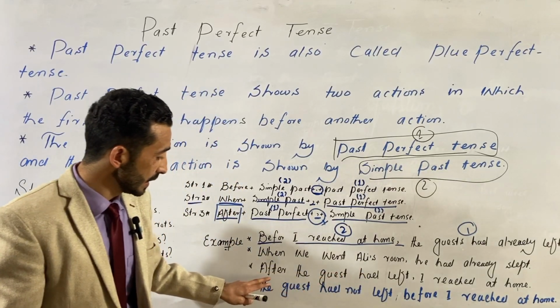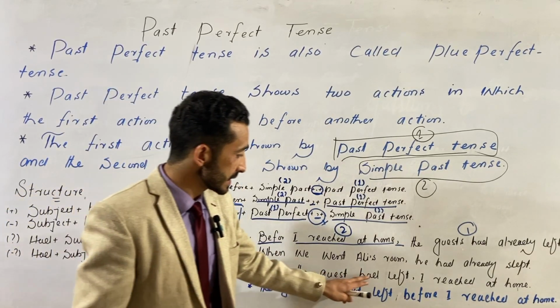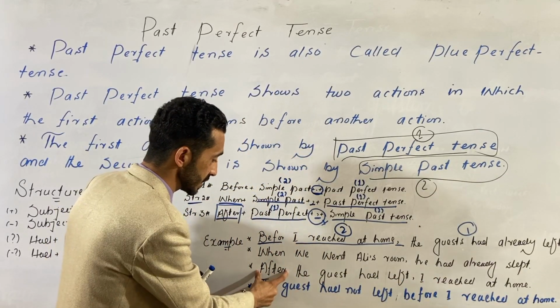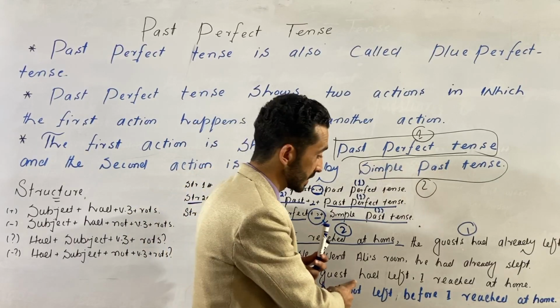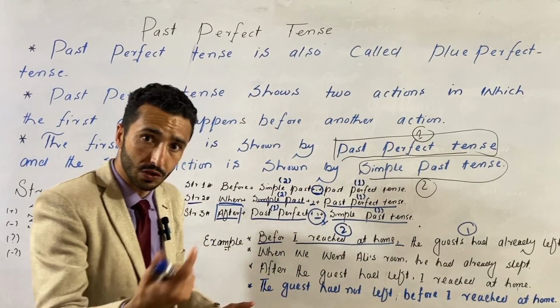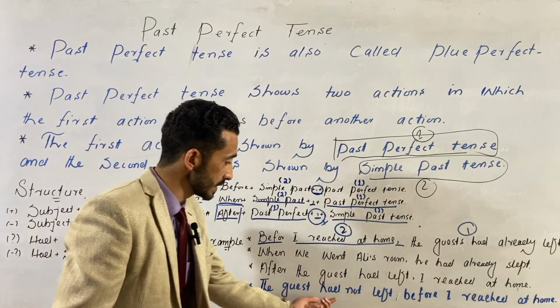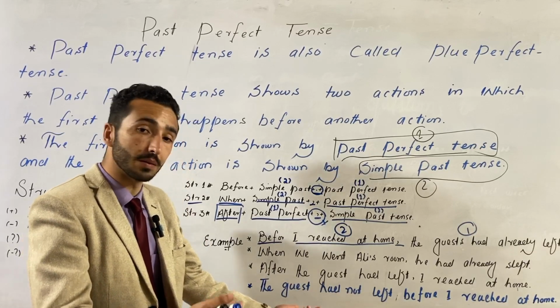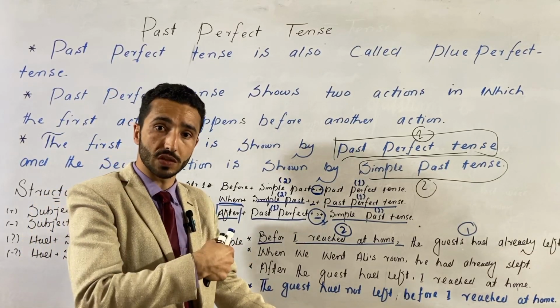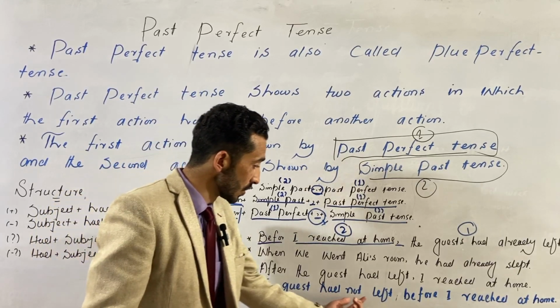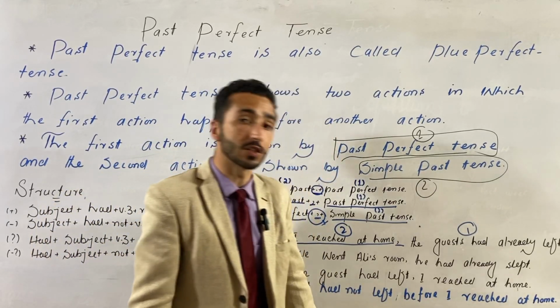Is it clear? Then, after the guest had left, I reached at home. Is it clear? Now look, with the conjunction after we use past perfect tense, then comma, then simple past tense. Is it clear? Now look here, you may also change the position. The guest had not left. It's negative, and I also just changed the position of the tenses. Clear? The guest had not left before I reached at home.